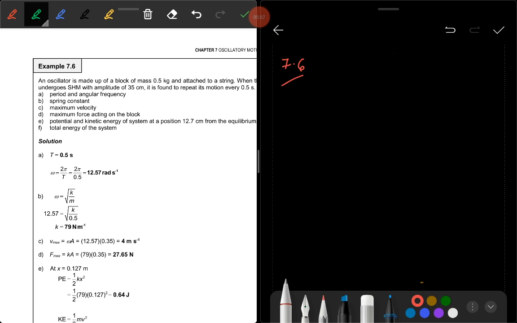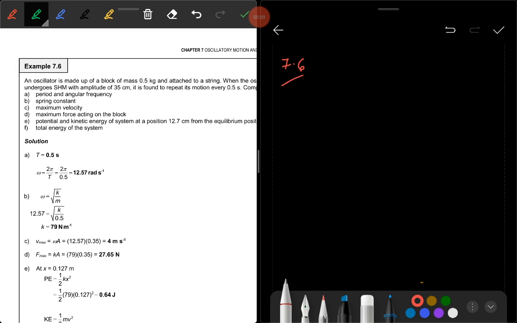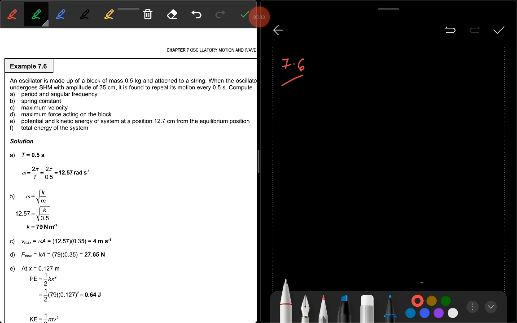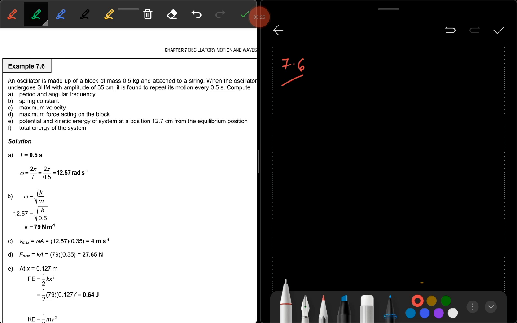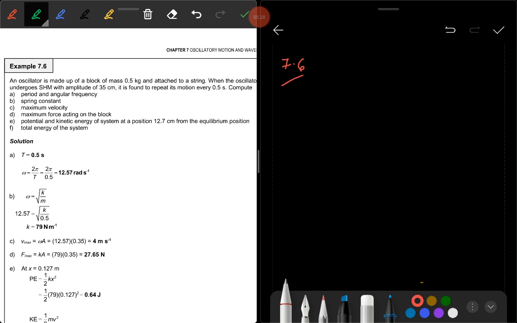Example 7.6. An oscillator is made up of a block of mass 0.5 kg attached to a spring. When the oscillator undergoes simple harmonic motion with amplitude 35 cm, it is found to repeat its motion every 0.5 second. Compute the period and angular frequency. Look at this part: it is found to repeat its motion every 0.5.